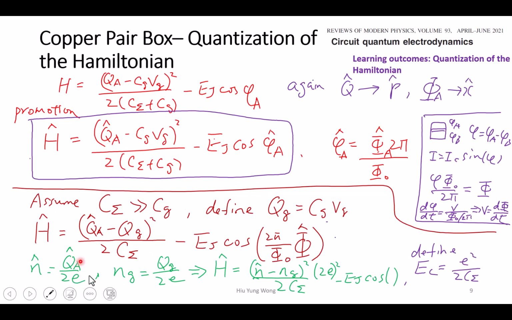But the point here is that if I just think about positive charge, I divide both of them by 2e because a Cooper pair has 2 electrons, right? So the number of Cooper pairs will be QA minus QG in the orientation I just showed you. And then you will get this formula, H equals (n minus ng) squared. And then here you need to multiply by 2e divided by 2C sum, right? This is the correct Hamiltonian people have been using.